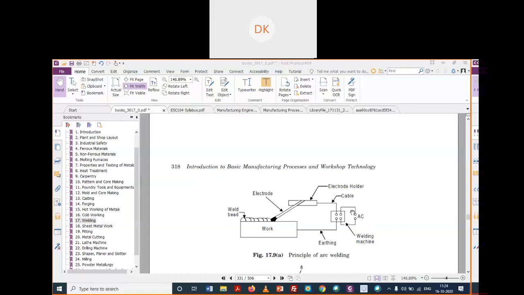But the purpose of this connection is to get electricity either by an AC transformer or by a DC generator. Either by AC or DC, you get current, AC current or DC current. That is the purpose. Then this electricity flows to the electrode holder. One connection goes to the electrode holder. The other connection goes to the workpiece, and that is for earthing purposes. The electrode holder contains the electrode.